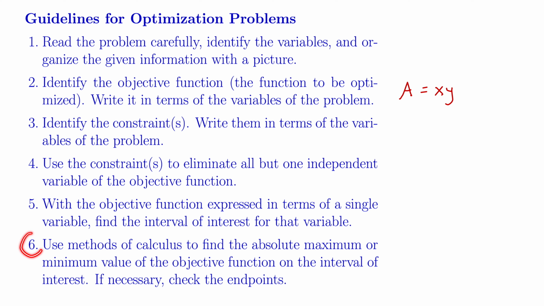Okay, step 6. Use methods of calculus to find the absolute maximum or minimum value of the objective function on the interval of interest. Okay, so that method of calculus is going to be the derivative and setting it equal to 0. Sometimes you have to do a little bit of work to determine whether or not it's a maximum or minimum, but usually it's pretty clear that the thing that you've computed is the thing that you want. And if necessary, check the endpoints. So every once in a while you'll end up with a situation where you need to check some endpoints. Okay, let's go back to our exercise.